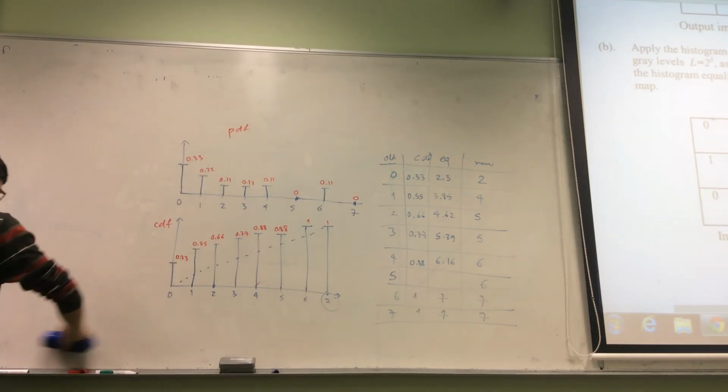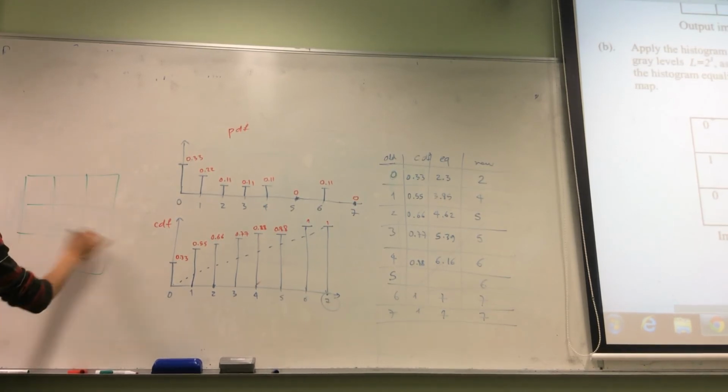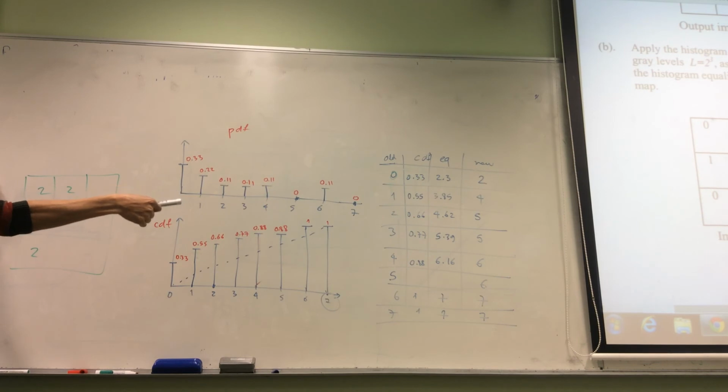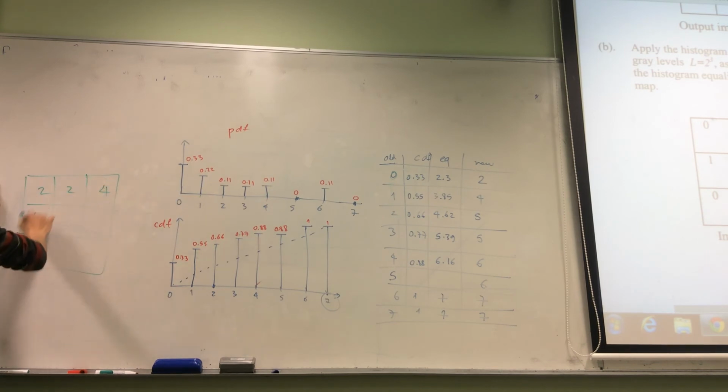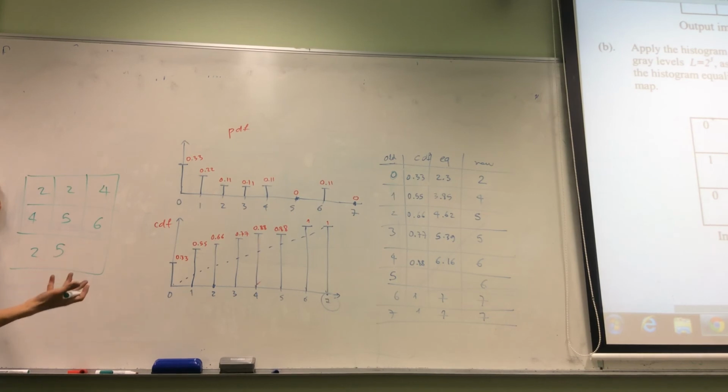So can you write the result now? Yeah. So 0 will become 2. So where is 0? The first two squares. Yes. 1 will become 4. 4 there and 4 there. 2 becomes 5. 3 becomes 5. 4 becomes 6. 5 becomes 6. 6 becomes 7. 7. There you go. This one is the result of the equalization.